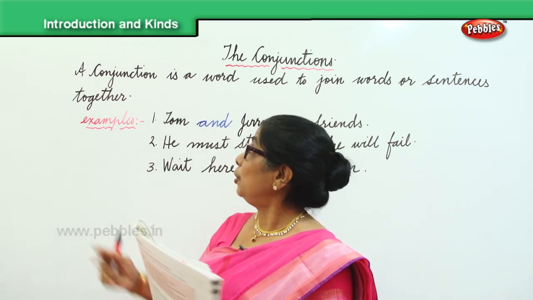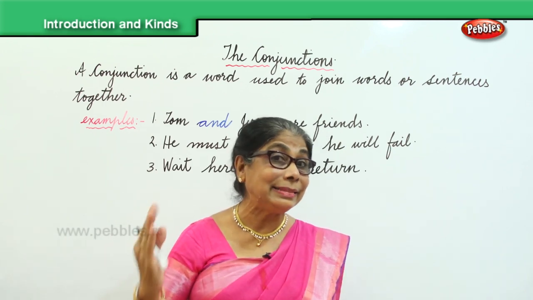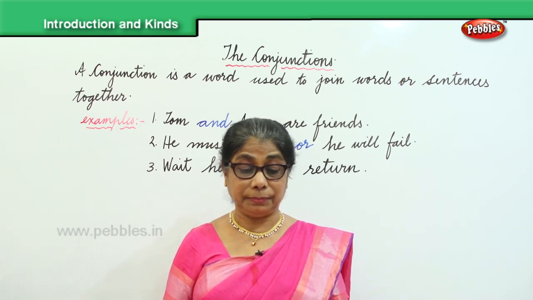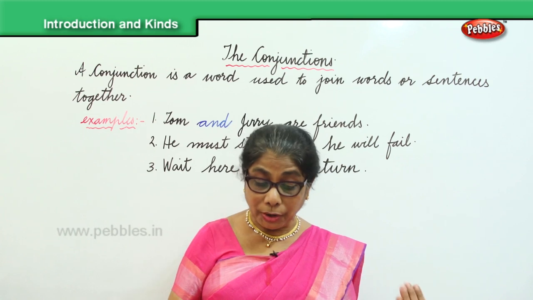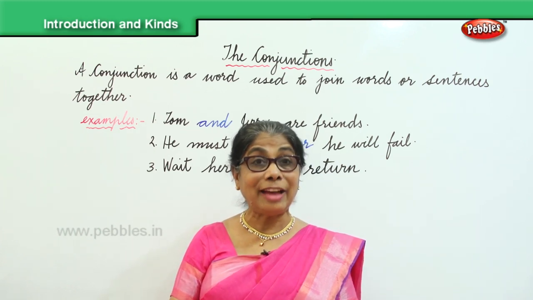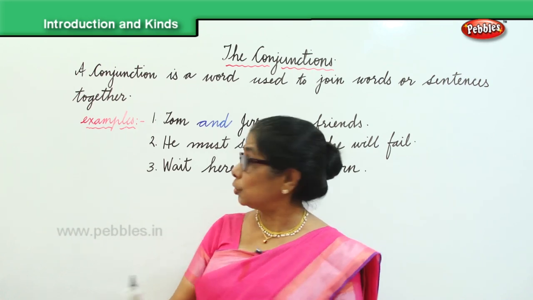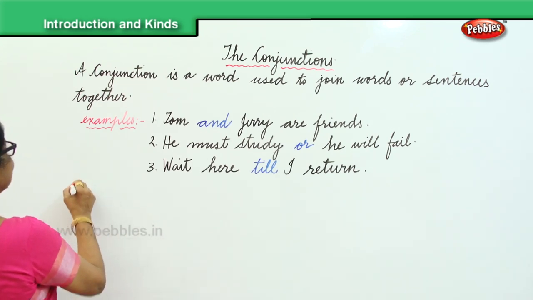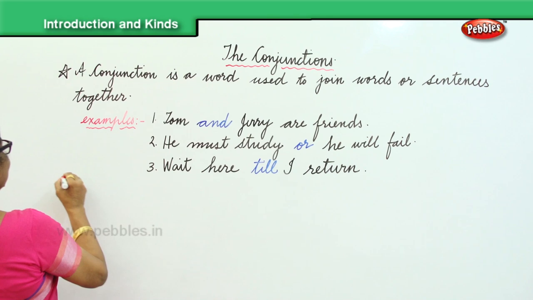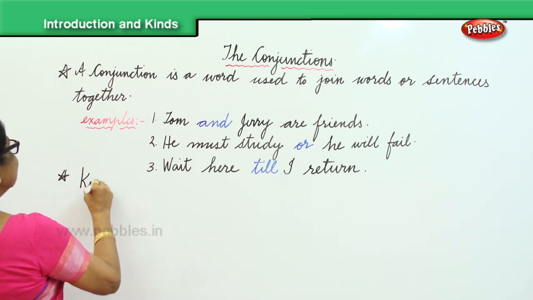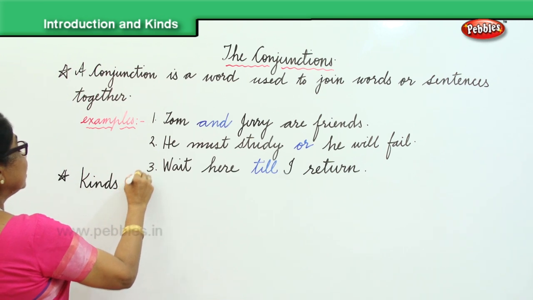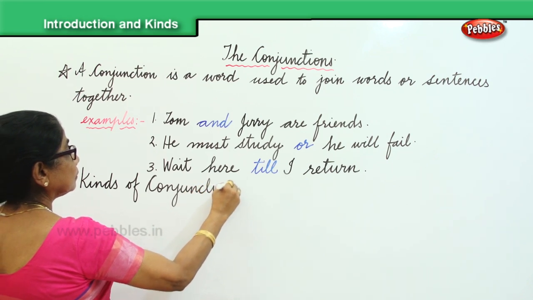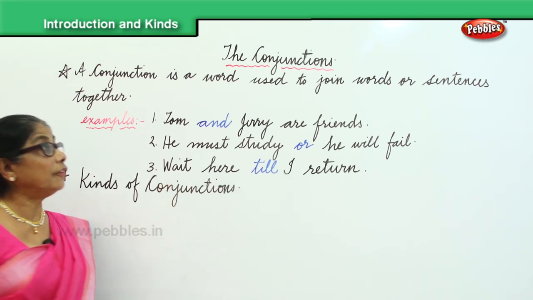Okay, now, I told you, when you talk about conjunctions, there are three different types. So next we will do kinds of conjunctions. Coordinating conjunction, subordinating conjunction, and we also have correlative conjunctions. So the next thing we are going to do is the first one, what is a conjunction? And the next we are going to do kinds of conjunctions.